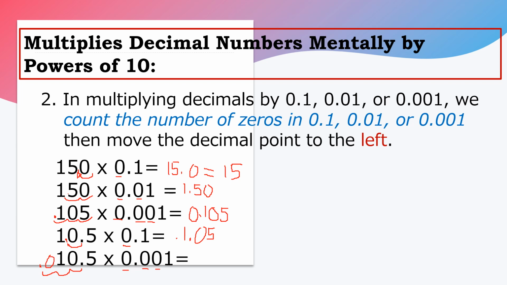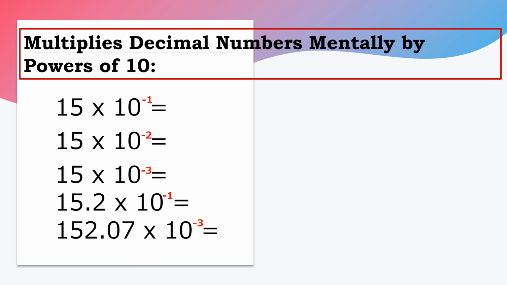So, ang sagot natin ngayon ay decimal point, 0, 105. At dahil wala uling number sa una ng decimal point, lalagyan ko ng 0. So, ang sagot natin ay 0.0105. Ganun lang siya kadali. What about multiplying decimal numbers mentally by powers of 10 with a negative or positive exponent?